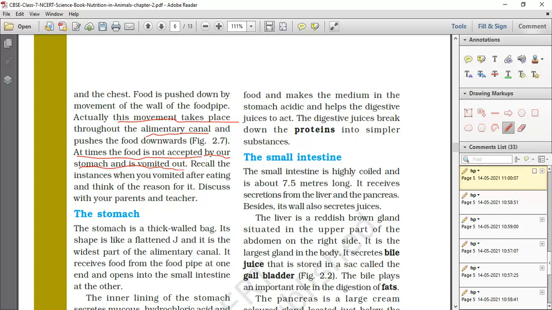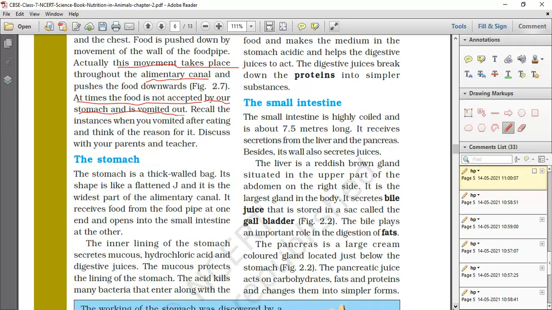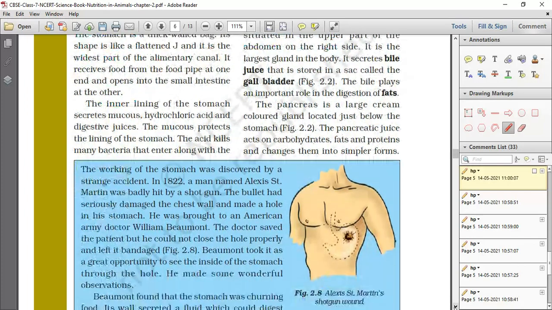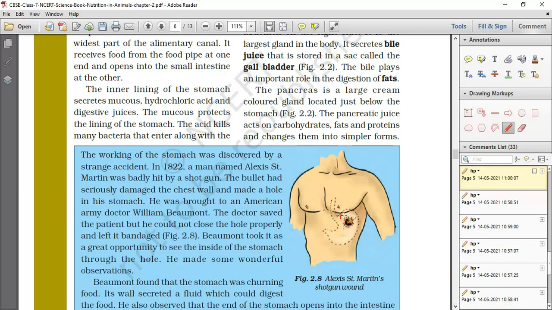So let's learn about the stomach. What is a stomach? A stomach is a thick-walled bag. Its shape is a flattened J and it is the widest part of the alimentary canal. It receives food from the food pipe at one end and opens into the small intestine at the other end. The inner lining of the stomach secretes mucus.